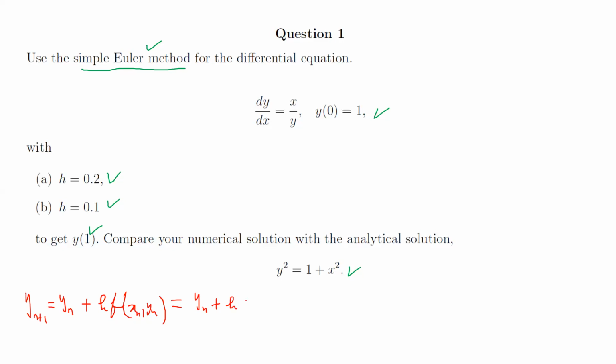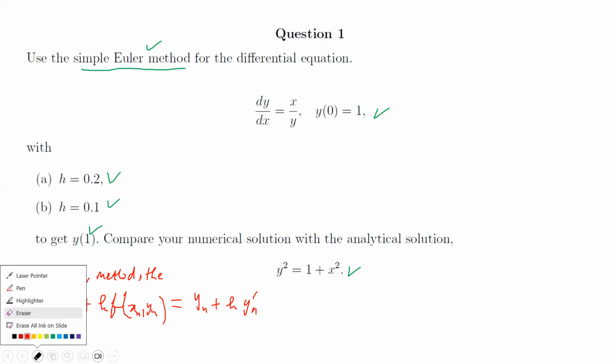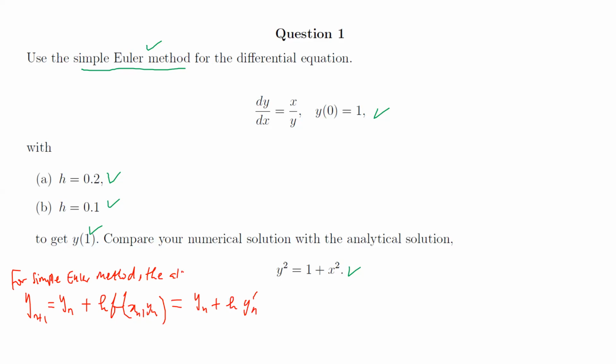Okay, it varies here, 0.2, 0.1. y primed at n. For the simple Euler method, the algorithm is this one. Right, for the simple Euler method, the algorithm is this one.